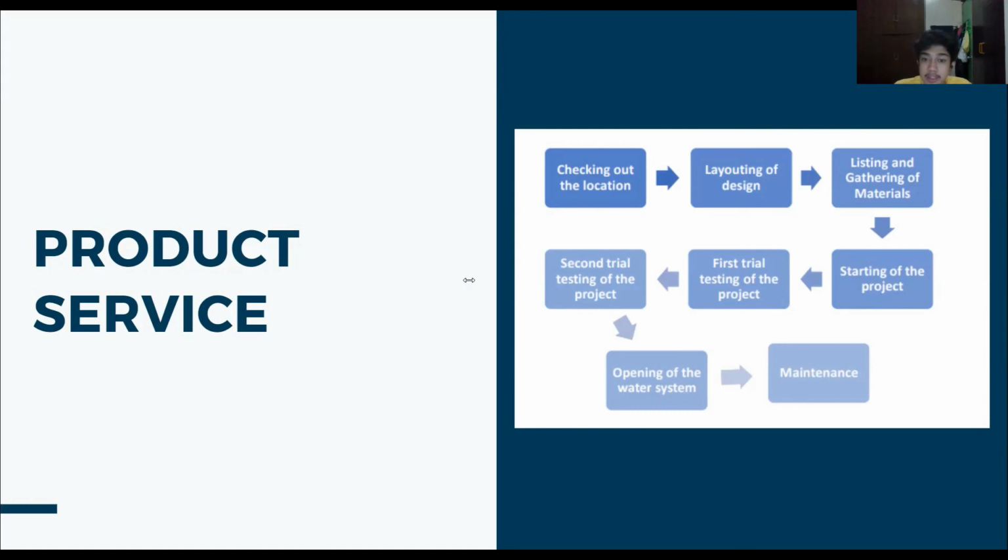Next is our maintenance. The water system will be checked at least once a month so that if there would be some problems occurring, they will be catered to already, because if not, there might be problems that may occur. That's all for our presentation.